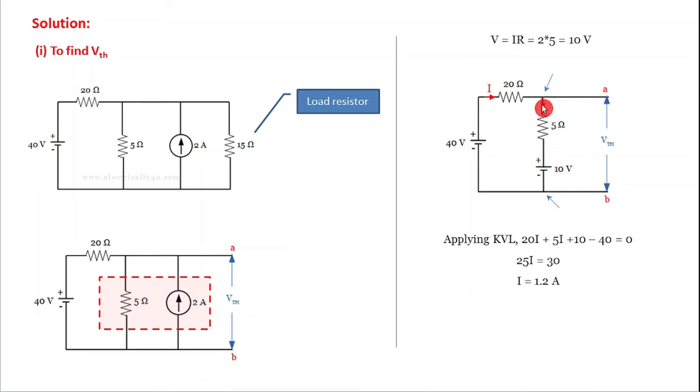Now to find the value of Vth across these 2 points, Vth is equal to, here we know already 10 volt is there, right? And here there is a 5 ohm. And here the drop will be 5 into the current which we determined, 5 into 1.2. So if you add both, you get 16 volt as the Thevenin's voltage. Okay. So first we have determined the Thevenin's voltage. Then the next is to find R Thevenin.